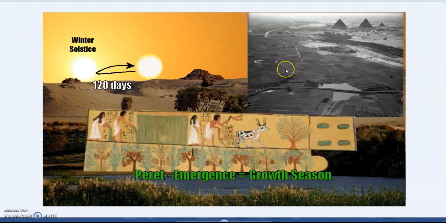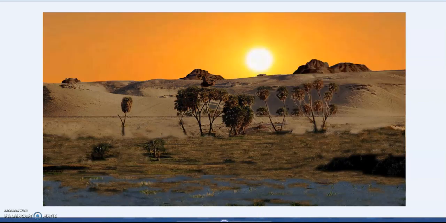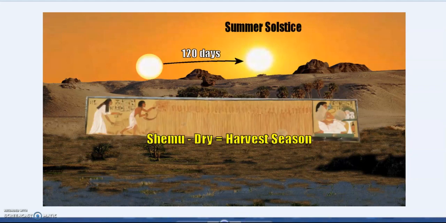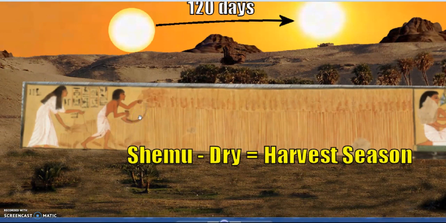Again, after the flood, we grow. The land emerges, and then we hit the dry season. And that is Shemu, or the harvest season. So again, another 120 days, or 37 degrees again, and we're going to come back to the beginning of the cycle, the new year, the summer solstice, and it's time to harvest.